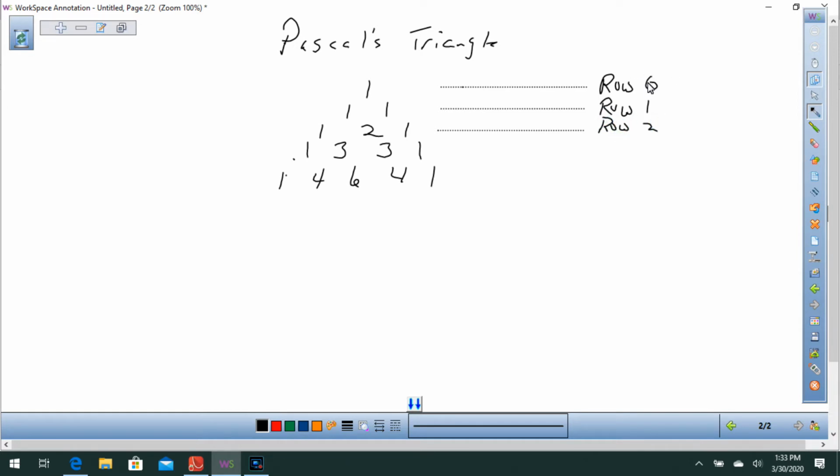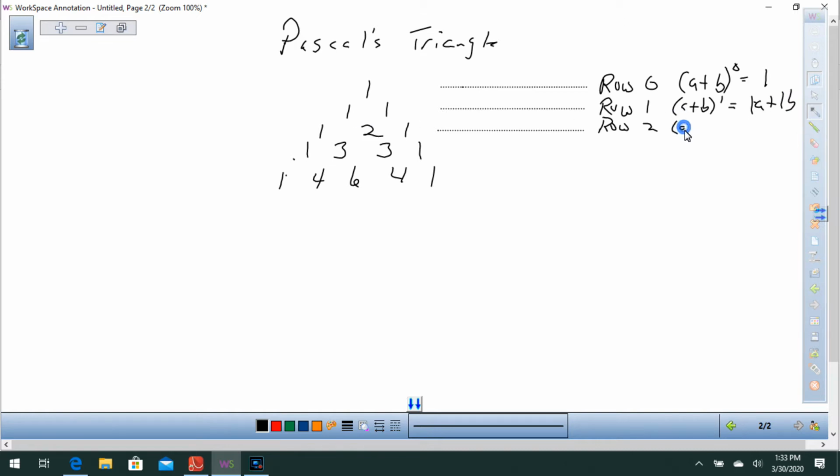And the reason why it's row 0, think about it. You have A plus B to the 0 power. That's just going to be 1. And then row 0. And then you have A plus B to the first power. Well, that's just going to be 1A plus 1B, which is what we got here.